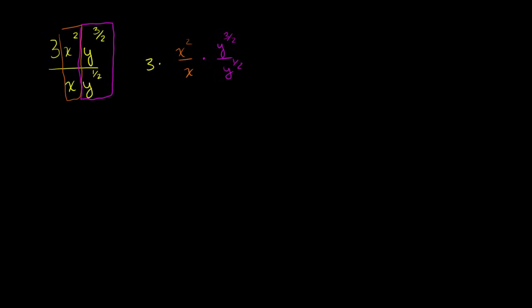Well, this is going to be equal to 3 times, what's x squared over x? Or x squared over x to the 1st power. Well, that's going to be equal to x to the 2 minus 1. And then this is going to be times y to the 3/2 minus 1/2. So what does the whole thing become? It becomes 3 times x. 2 minus 1 is just 1, so I could just write x there. Times 3/2 minus 1/2 is 2/2. So that's y to the 2/2, which is just the same thing as y. So this is equal to 3xy.